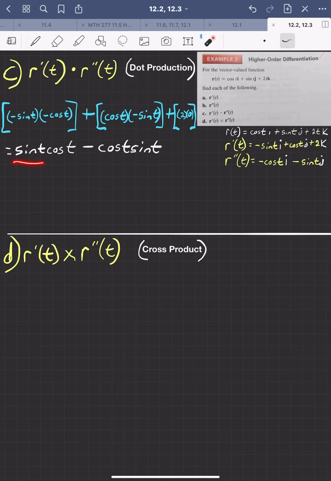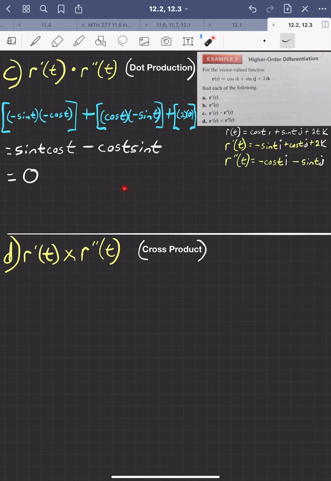Now, if you were to combine these terms, you have a positive sine cosine and a negative sine cosine, so they are going to completely cancel, leaving us with just 0. But what's more interesting is, bear with me for just a second.